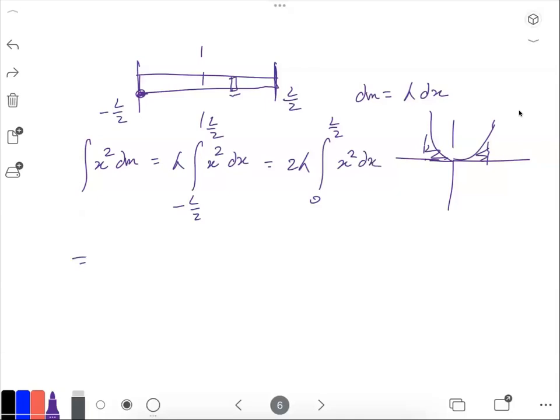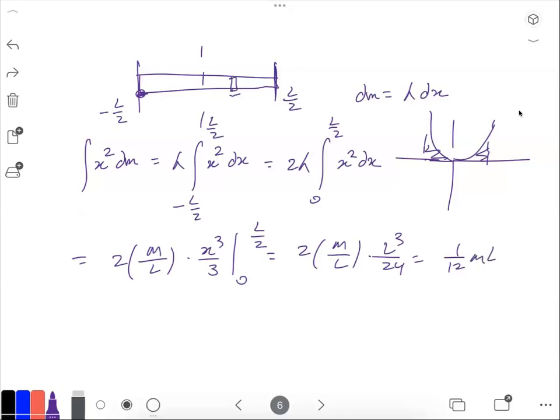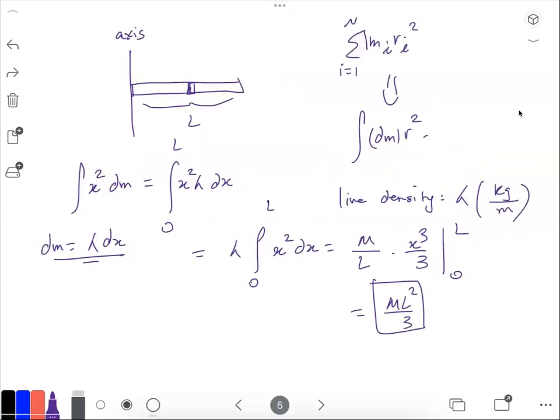And then this is now easy to do. 2, again, this is m over L, and this is x cubed over 3, evaluated from 0 to L over 2. So this is 2m over L times L cubed over 24. So this is 1/12 mL squared. And as we saw, we do have a lesser moment of inertia, so we have a good idea that our answer is correct.